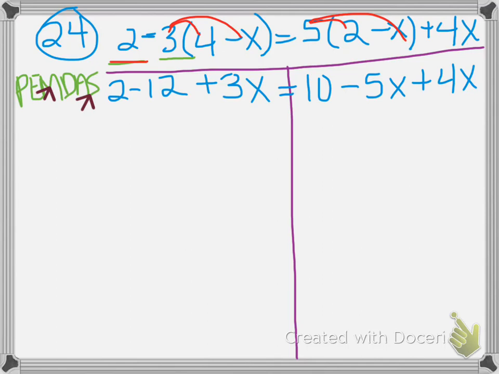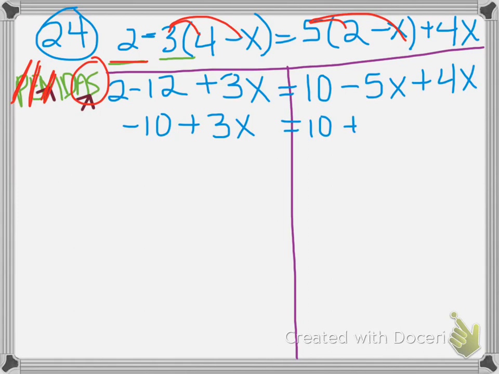Alright, now let's go ahead and simplify further. We've gotten done with our parentheses. There is no exponents. We've multiplied across. Now let's see what else we need to do with addition and subtraction. Okay, 2 minus 12 is negative 10 plus 3x. We cannot combine because this one has this x right here and this one does not have a variable. Then on the right side, we're going to bring down the 10, and negative 5x plus 4x is just going to be a positive x. We're looking pretty simple so far, but we have a little bit further to go.